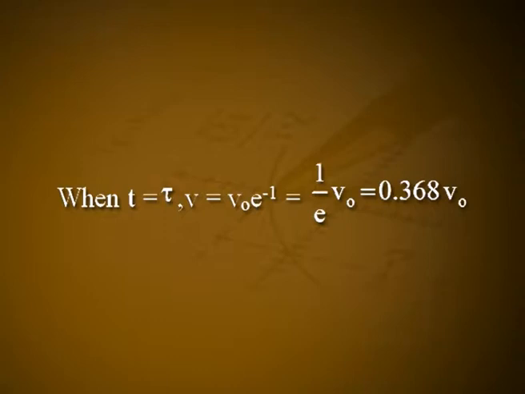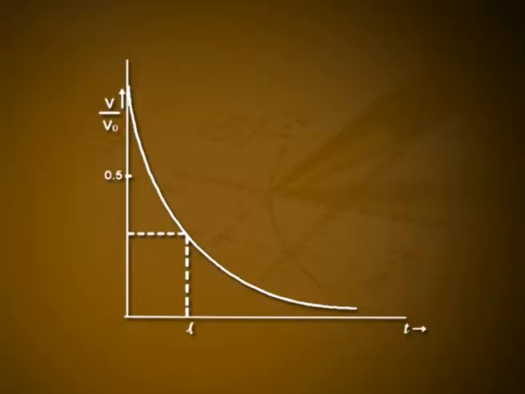When t is equal to tau, V is equal to V0 e raised to minus 1, which is equal to 1 by e V0, which is equal to 0.368 into V0. Using this, we can define the time constant or relaxation time tau as the time in which the velocity of the oscillating particle falls to 1 by eth of its initial value. The variation of velocity V by V0 with time t is as shown in the figure below.